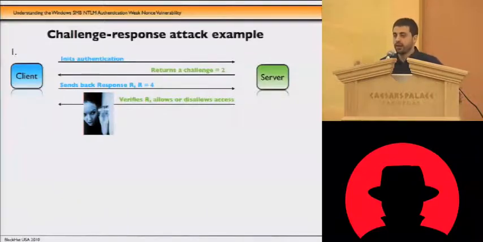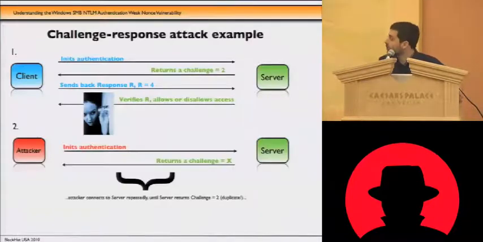So he has a dictionary with a column of nonces or challenges and a column of responses. Just by having that, since the attacker knows that the server is going to issue duplicate challenges, what the attacker does is connect over and over again against the server until the server responds with a challenge that the attacker has seen before and that he has in his dictionary.